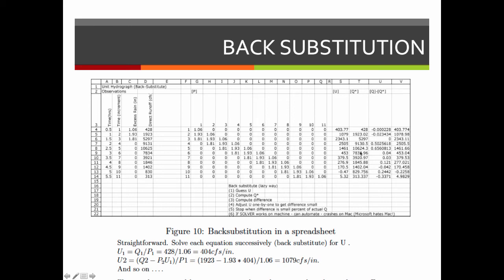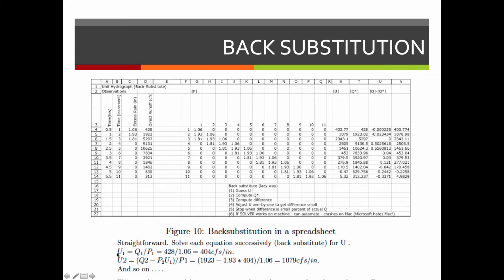Here's the observed values, and here's unit weights that are produced by guessing a value of the unit weight, calculating the discharge, computing the difference, and then adjusting the guess until the difference is small. And so this column right here is the unit hydrograph column made by this back substitution technique.